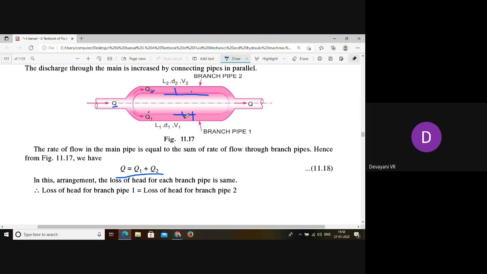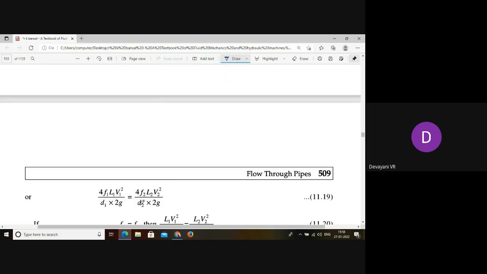సో దీనికి డిఫరెన్స్ అర్థమైందా? సిరీస్ లో అయితే Q equals Q1 equals Q3, ప్యారలల్ లో అయితే Q equals Q1 plus Q2. సిరీస్ లో అయితే హెడ్ లాస్ H equals H1 plus H2 plus H3. అదే ప్యారలల్ గా అయితే H1 is equals to H2. సో వైస్ వర్సా, దీనికి డిఫరెన్స్ ఉంది. అక్కడ సిరీస్ లో హెడ్ సమ్మేషన్ అవుతుంది, డిశ్చార్జ్ ఈక్వల్ అవుతుంది. ప్యారలల్ లో డిశ్చార్జ్ సమ్మేషన్ అవుతుంది, లాసెస్ ఈక్వల్ అవుతుంది.